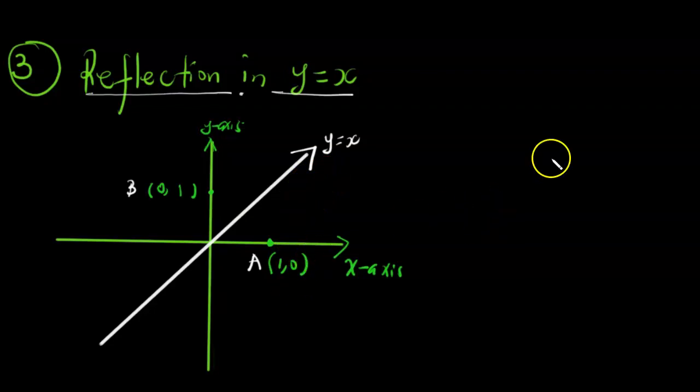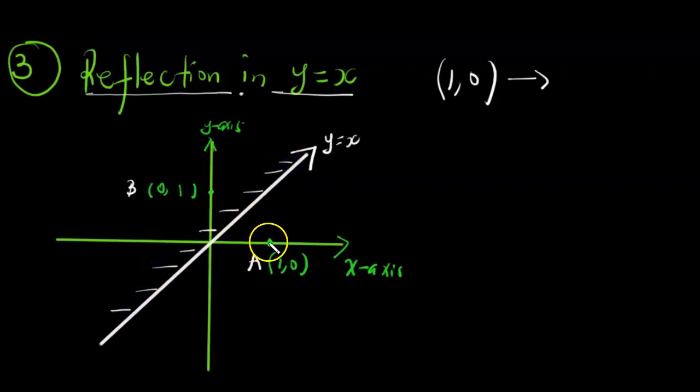So we are looking at a point A, which is 1, 0, being reflected in the line y equals x. You can see this is the mirror line now. When you reflect it, A is going to go exactly where B is. So A is going to be reflected to 0, 1. The image is going to be exactly there.